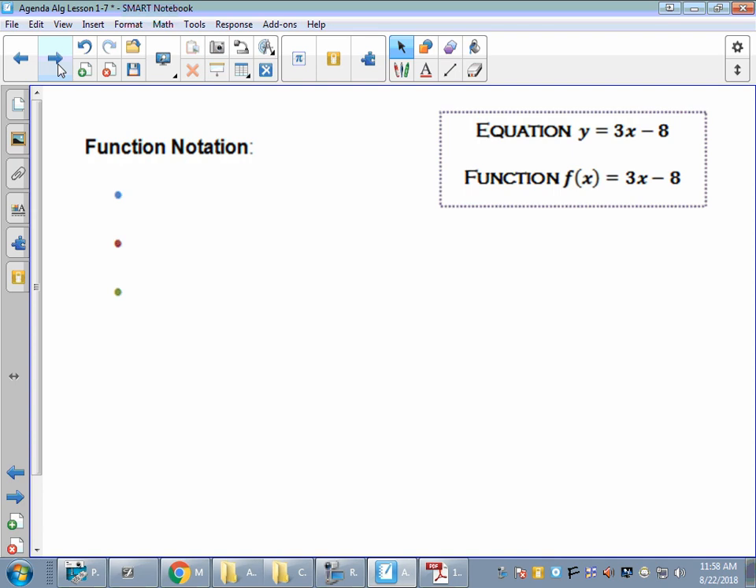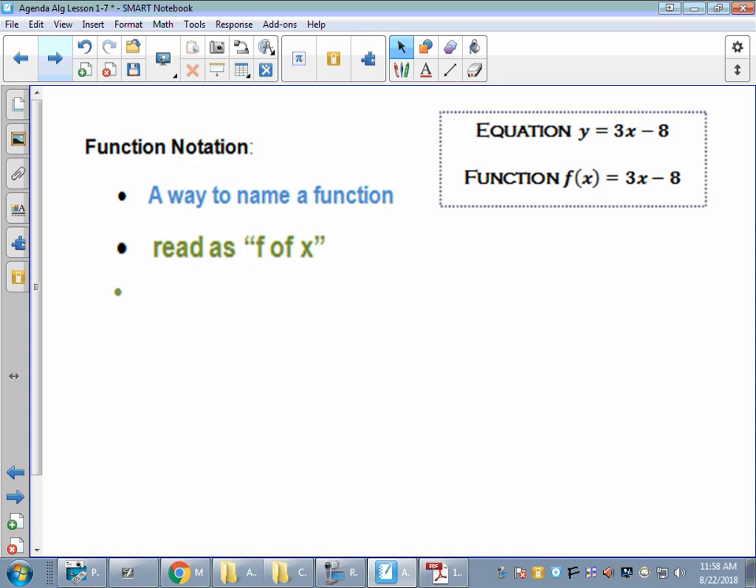All right, next up. Function notation. So we look at our table over here to the right, and really this is just a fancy way of writing the equation down. So first thing, it's just a fancy way to name a function. And we read it as f of x. So you've got this equation, y equals 3x minus 8. Instead of saying y, we say f of x equals 3x minus 8. Nothing really changes about it.